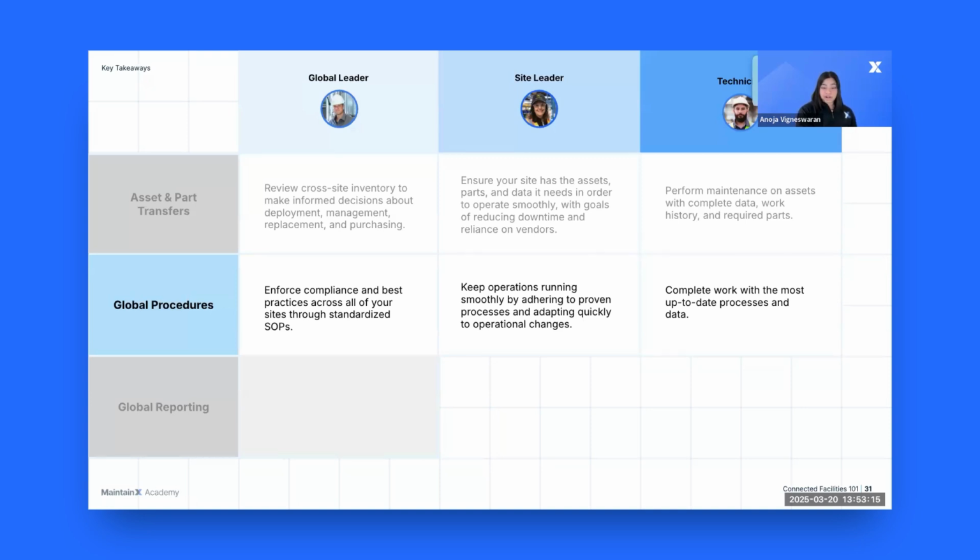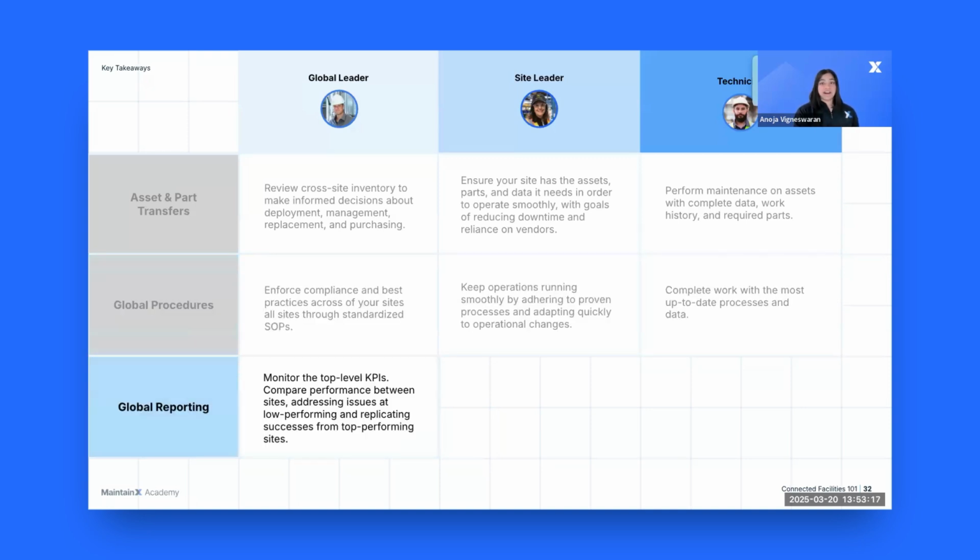Now, with global reporting, this is about keeping an eye on performance across locations, and that's key to optimizing your operations. So for global leaders, that means tracking your top-level KPIs, comparing site performance, identifying problem areas, and then replicating what's working best in your top-performing sites.